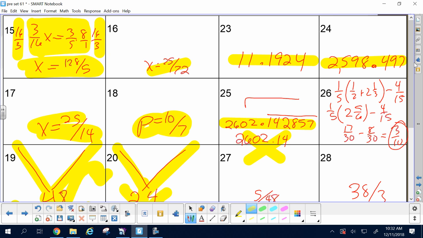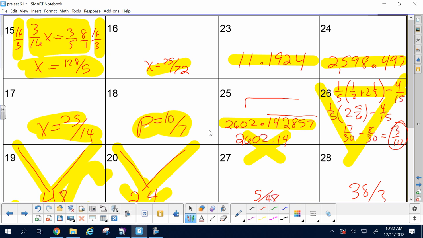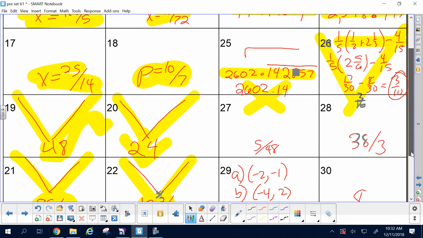Okay? 26, order of operations. If you fail to write the whole problem, mark it wrong. If you, for example, didn't write 4/15 until later, it's wrong. That is bad math. I did not teach you to write little nibbles here and there. You write the whole problem, working down. I ran out of room, so I wrote my final answer next to it, but preferably you work down the whole time. 27, 5/48.